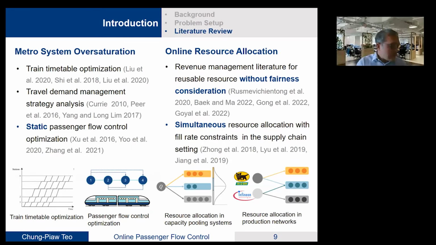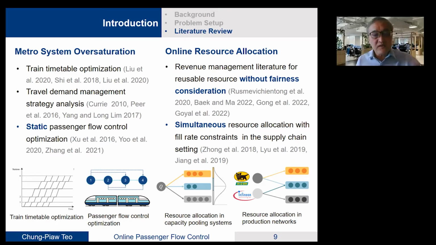So I don't know, let me quickly go through the literature review. On the transportation side, this metro system oversaturation problem has been looked at by a host of scholars. They look at timetable optimization. There were some studies that look at demand management, and there are some recent studies on static passenger flow control. So these are not real time.